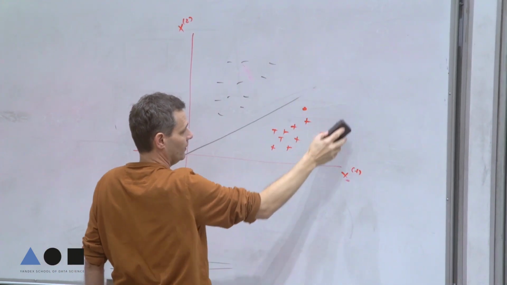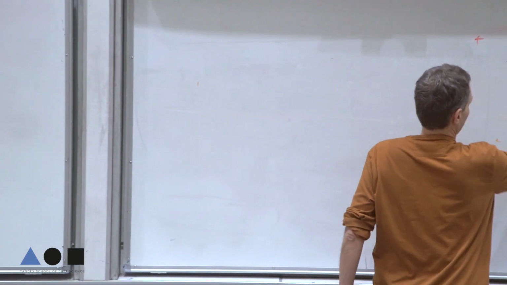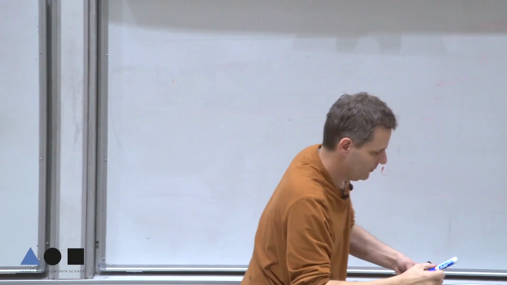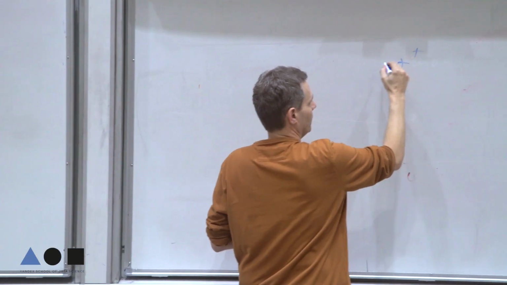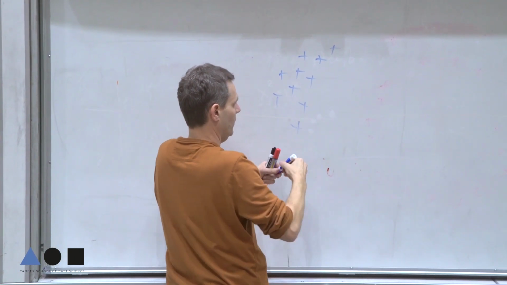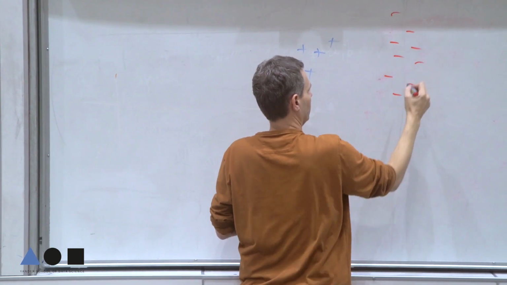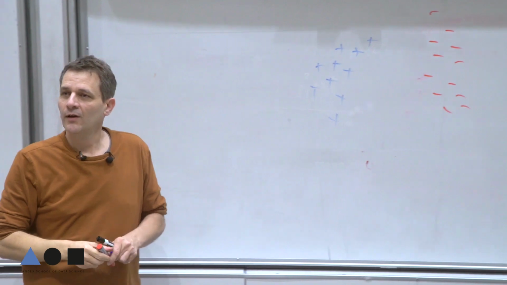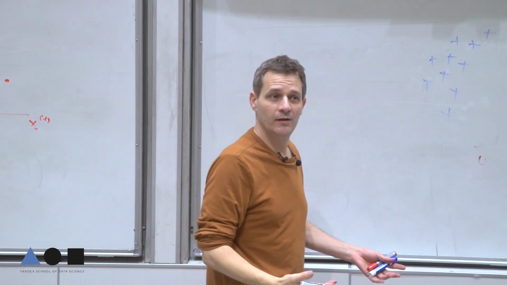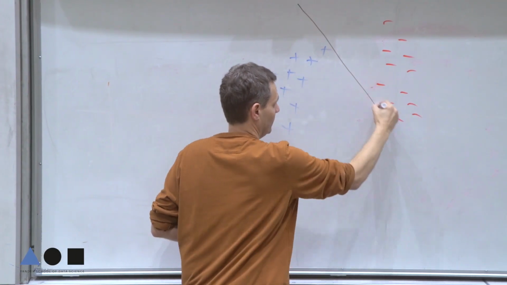So I usually do it this way. Let's do it from scratch. So we have some pluses, and we have negative samples. And I'm asking you, where is the separating hyperplane? And you tell me it's there, right? And then I do this.